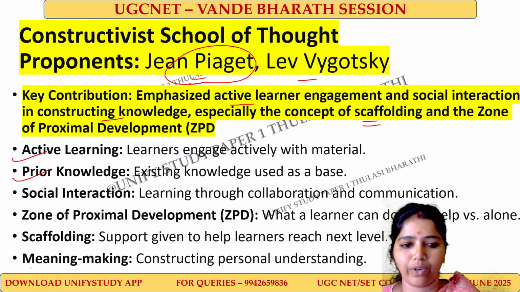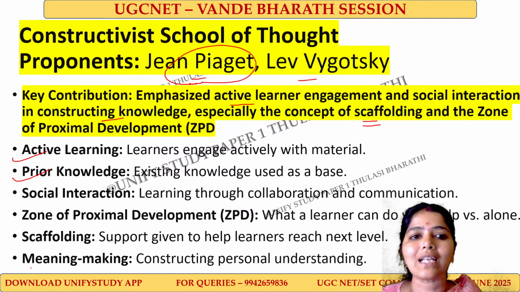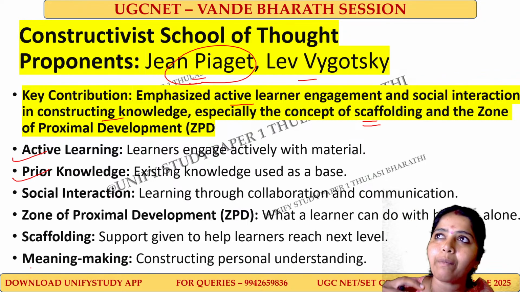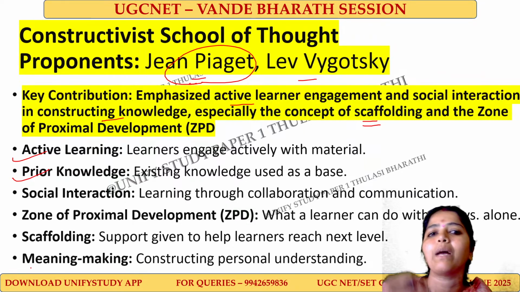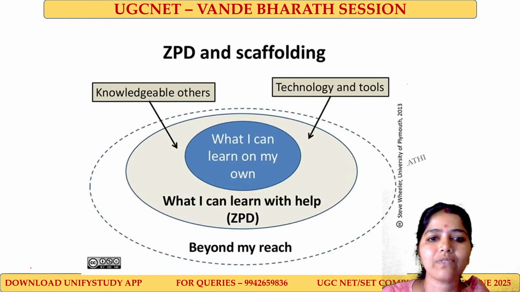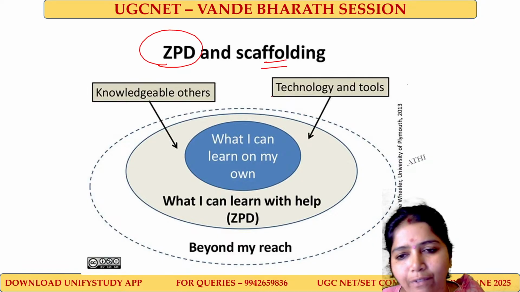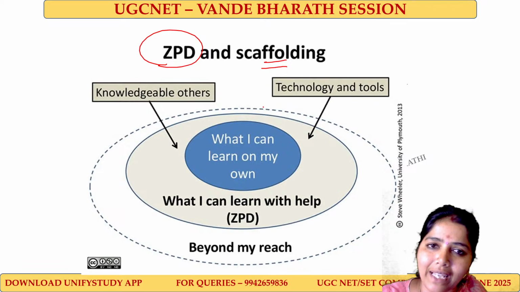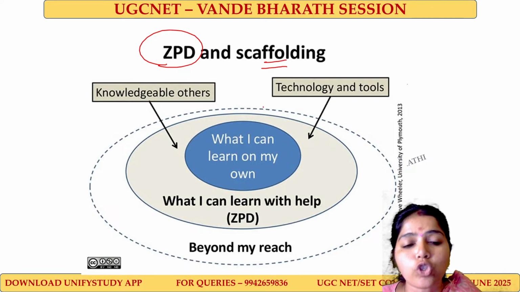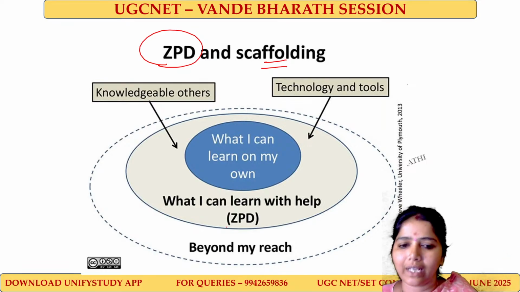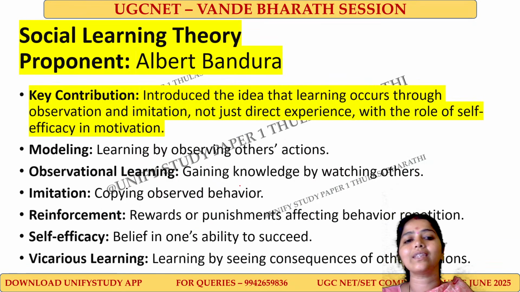And that's called scaffolding. Then meaning making, as it is constructivist knowledge, where by understanding people, we build up our knowledge. Clear? Yes. Next, this is what I said: the zone of proximal development and scaffolding. Scaffolding means I'm getting support from others. Zone of proximal development means what I can do alone or with the help of others. Clear? Next, we have social learning theory proposed by Albert Bandura.